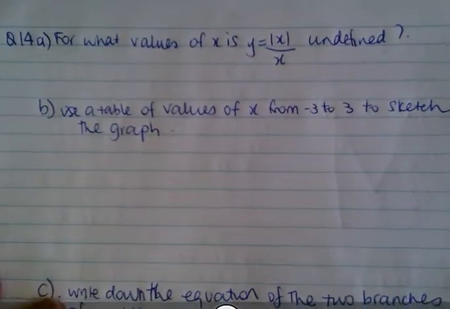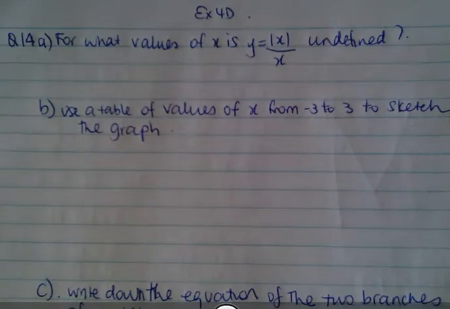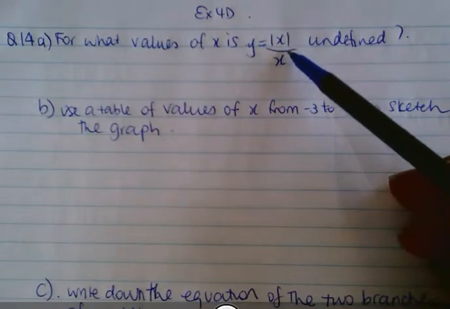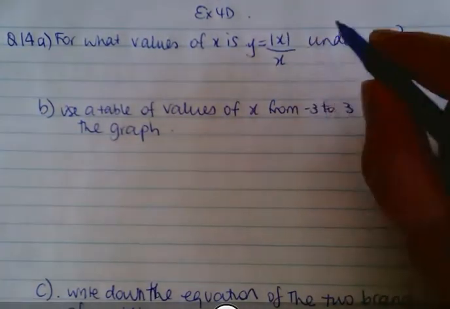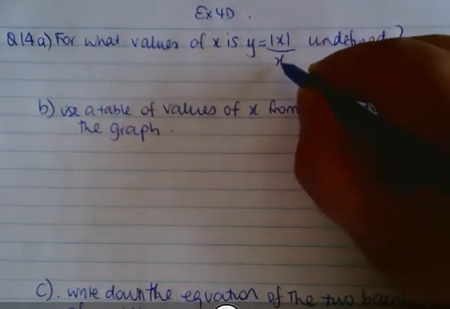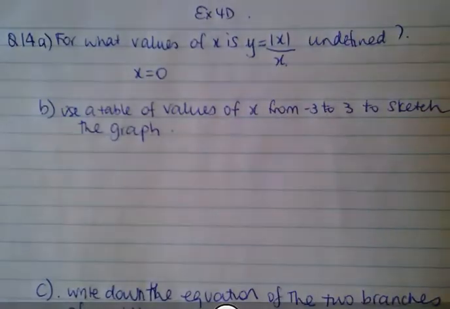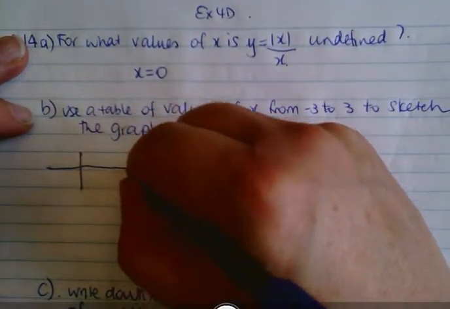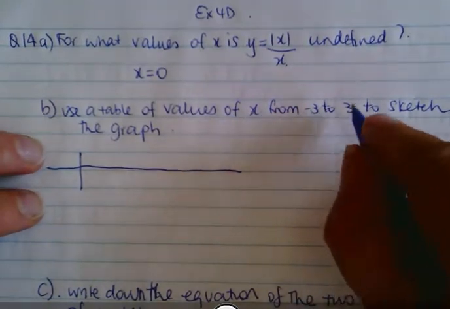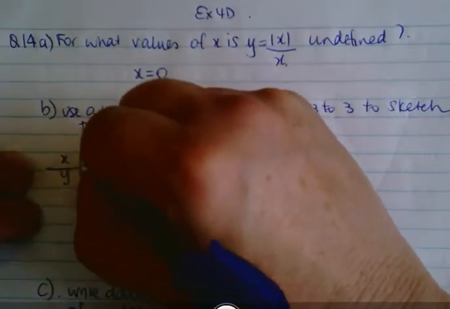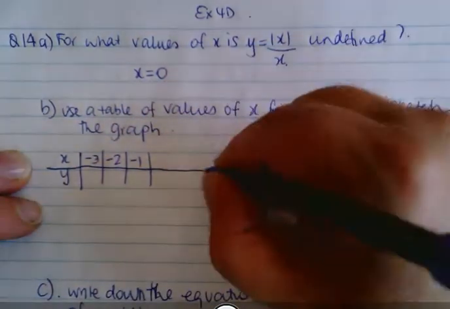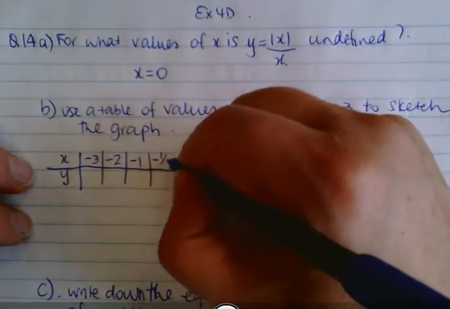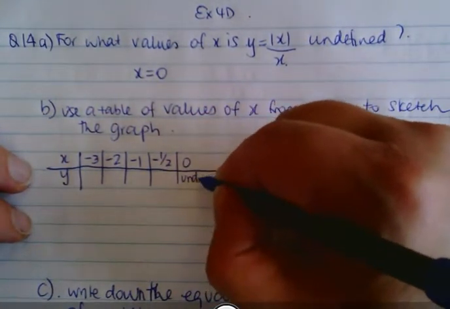The question from exercise 4D, it's in the challenge section. It says, for what values of x is this function, y equals absolute value of x over x, undefined? Now we know that we cannot divide by 0. So the value of x for which that is undefined is x is 0. Then we can draw up a table of values of x from -3 to 3 to sketch the graph. Because we know that x is 0 is an asymptote, we might just put -1/2 in there. 0 we know is undefined.